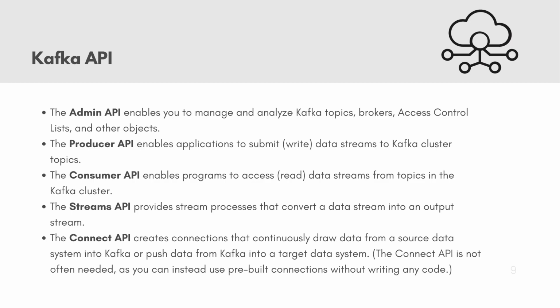So if you want to be an admin, if you want to see what's going on within your Kafka topics and brokers, you can use the admin API. We talked about the producer and consumers, but you can utilize an API to do the logic for that. If you're using streams, then you can use the streams API. And if you want to draw information from a source of data and push it into Kafka, then you can use the connect API.